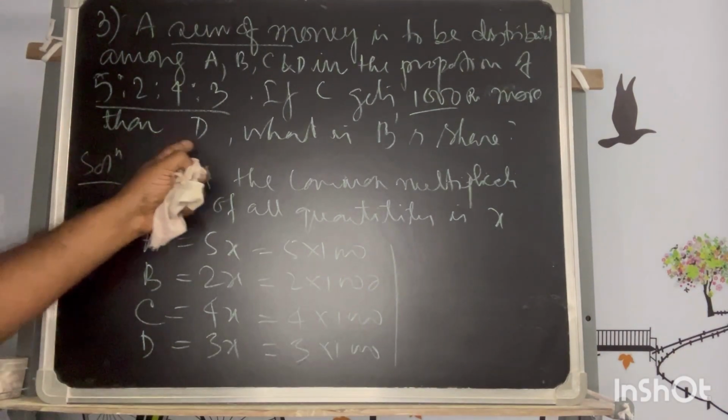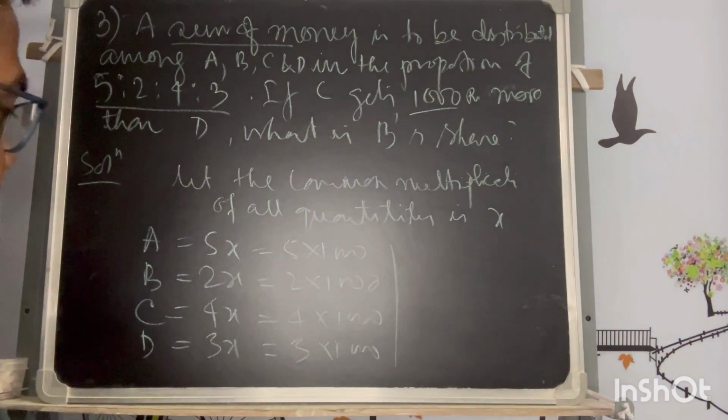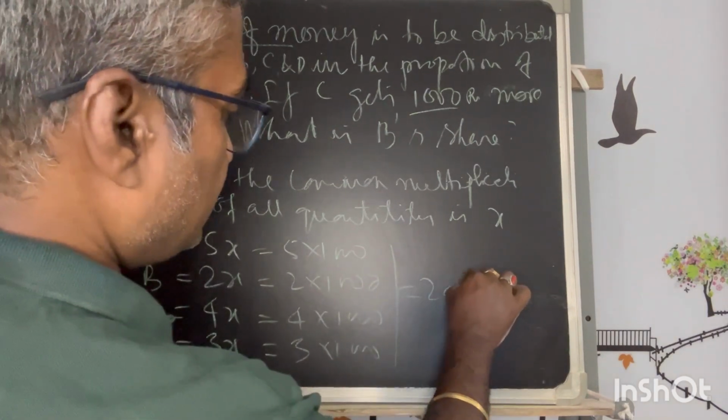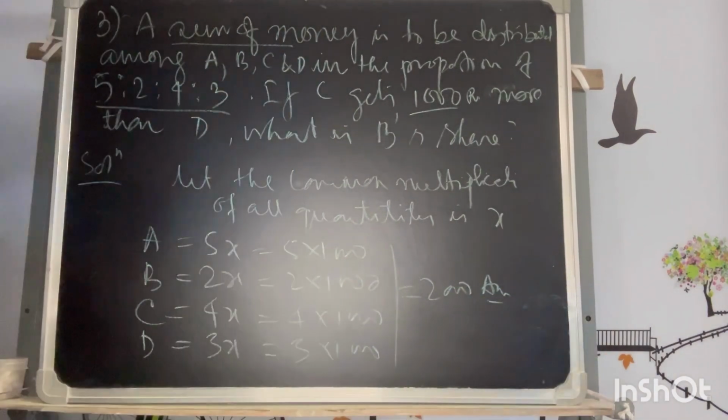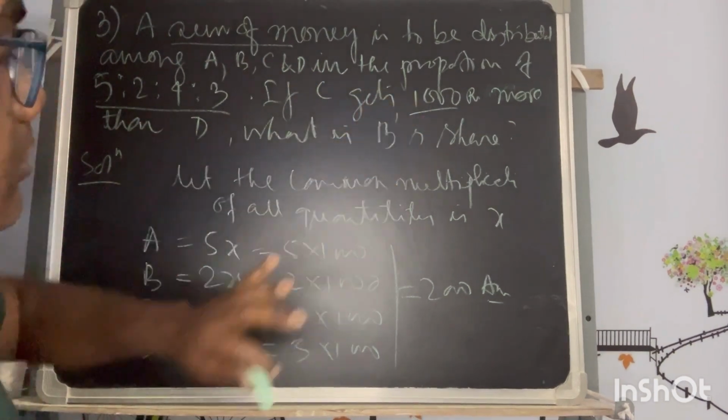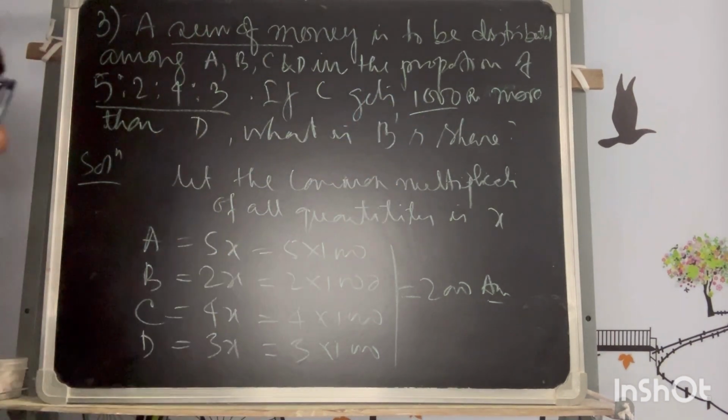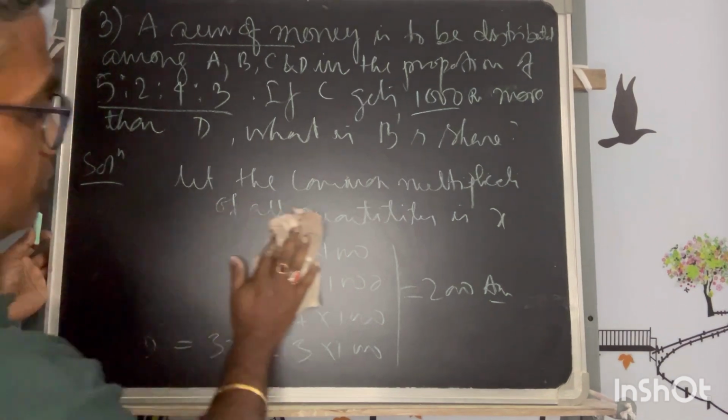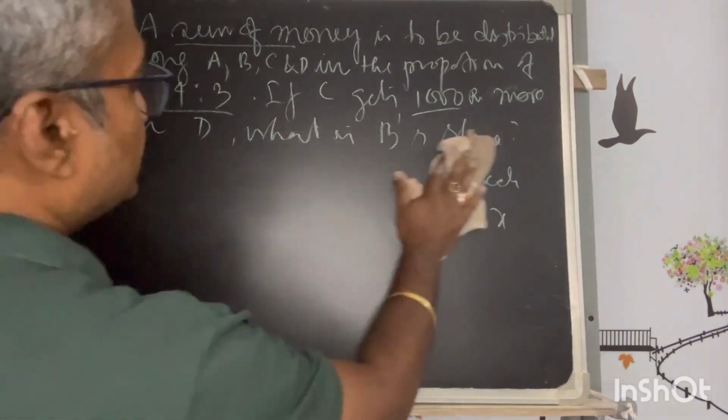Now what is B's share? This is automatically resulted. Fine. So in this kind of problem, when a ratio is given, you can take a common multiplier, which will give you the exact amounts.